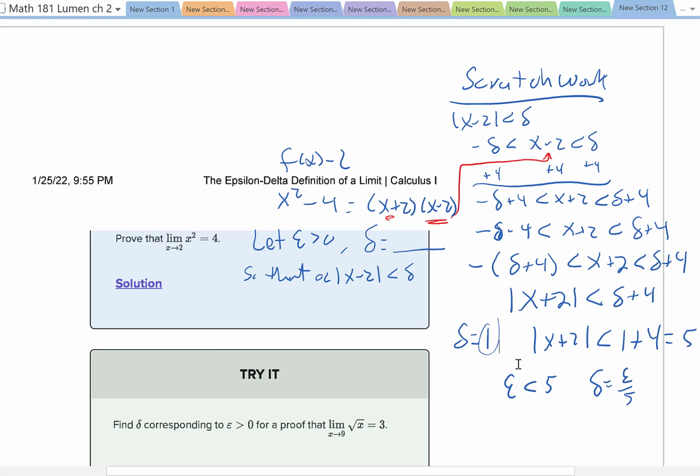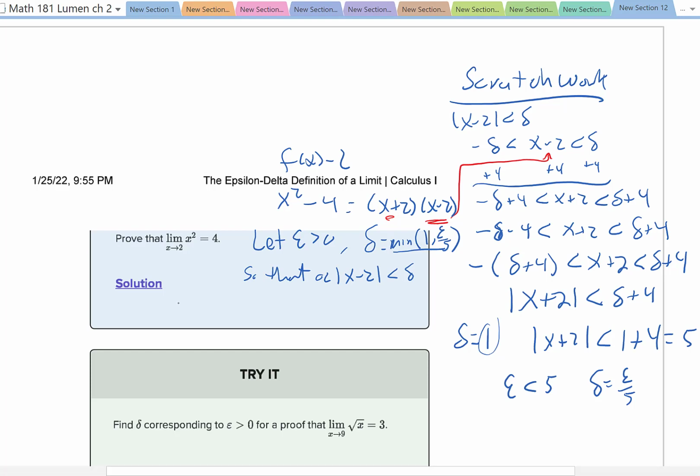And how do we tie this in? We use this little trick. I won't call it a trick, but technique. We call this the minimum of 1 and epsilon over 5. So now we go forward and we build this up to make it what we had.